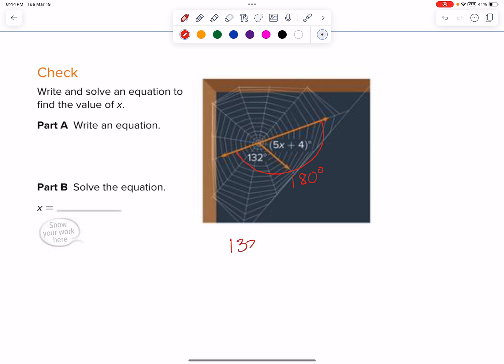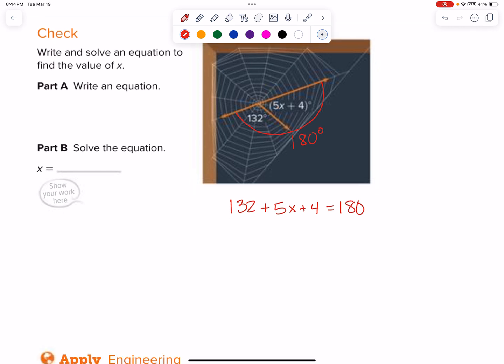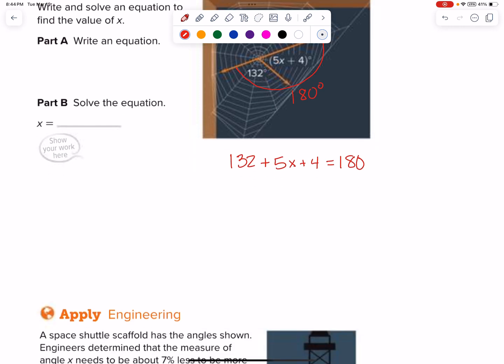We have 132 plus the other angle, which is 5x plus 4. Remember, we get rid of the parentheses. They were just organizational up in the problem. Equals 180 degrees. We can go ahead and solve for this, but first you notice that you have some like terms. So let's combine like terms.